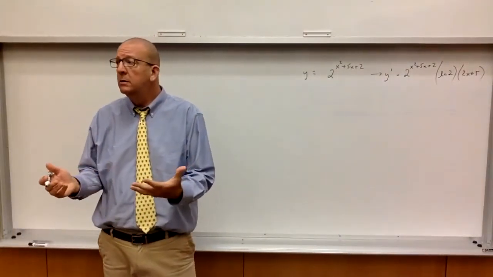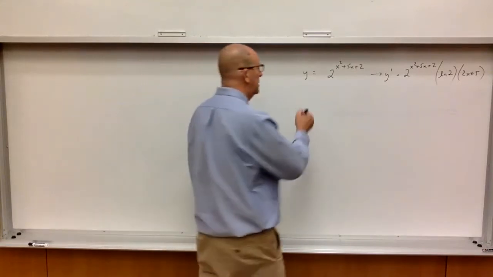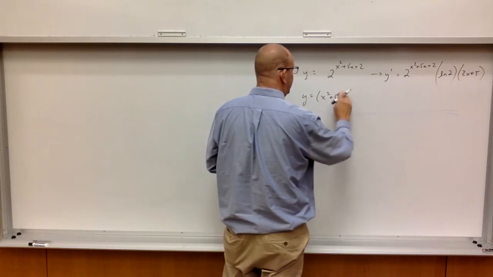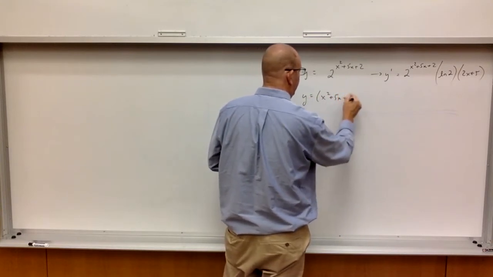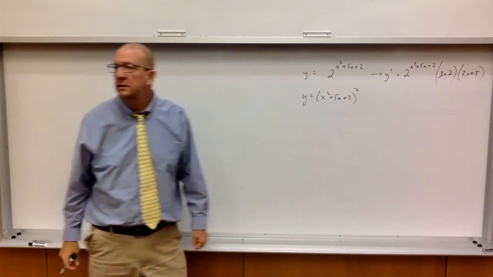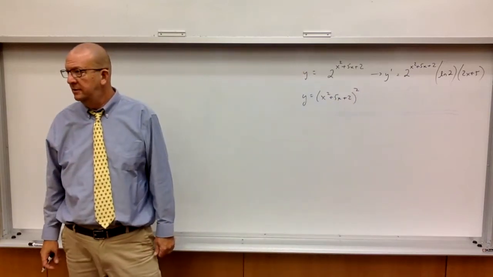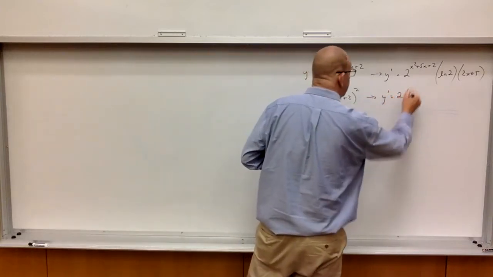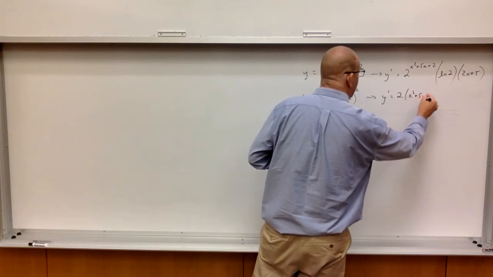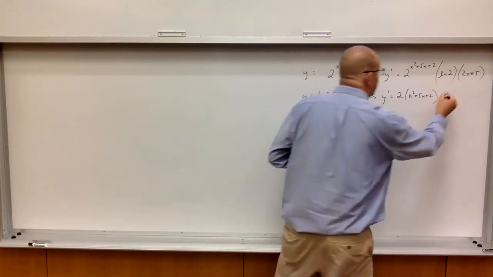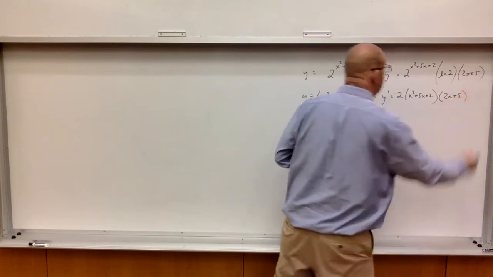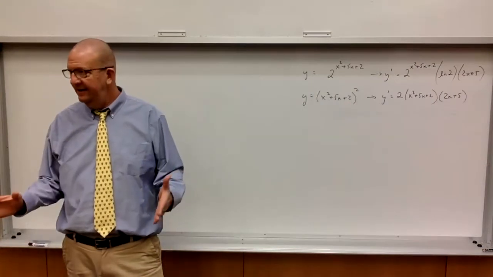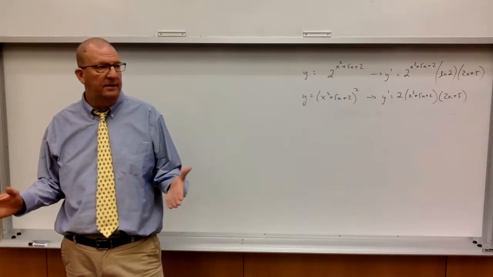You also know how to do x squared plus 5x plus 2, squared, don't you? The derivative here would be 2 times that whole thing times du dx, the derivative inside there, 2x plus 5. Got it? So far, so good, right?